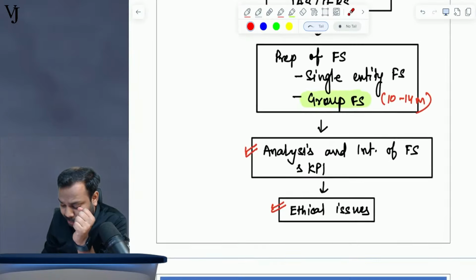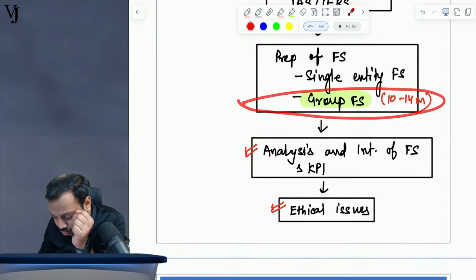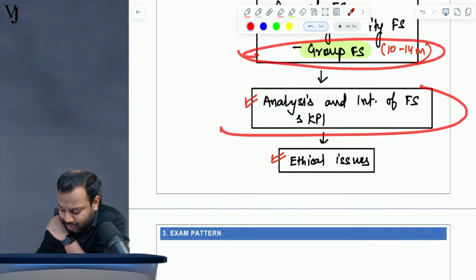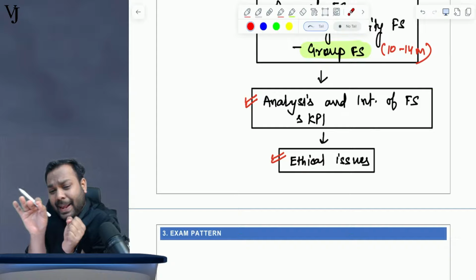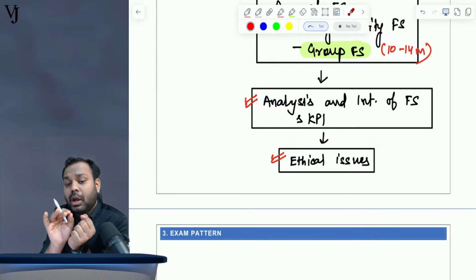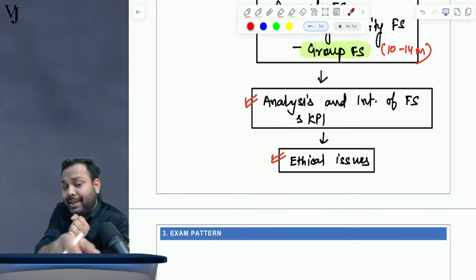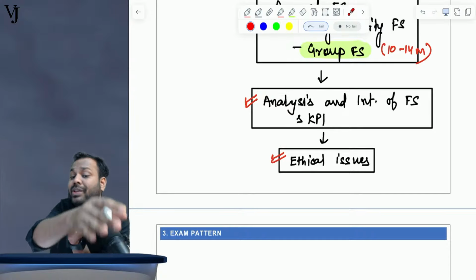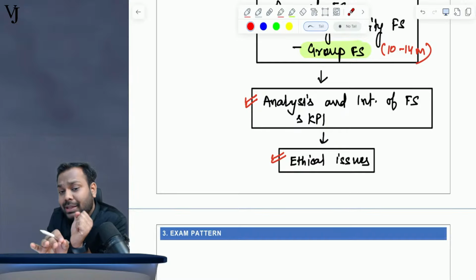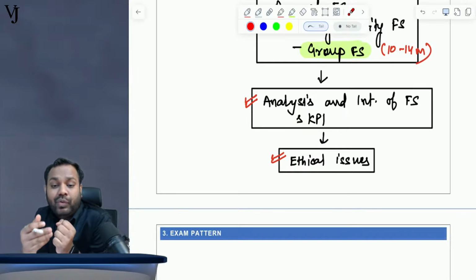At preparation of financial statements, they expect you to know preparation of group FS particularly. At analysis level, they want you to go into the depth of the interpretation. At ethical level, they want you to know whether the accounting treatment given by the professional accountant is ethical or not. If not ethical, what are the safeguards which we can apply?